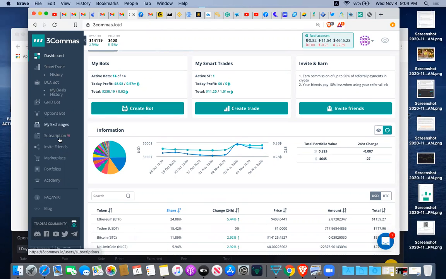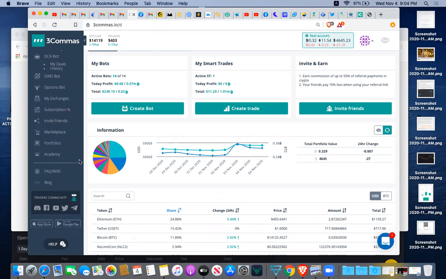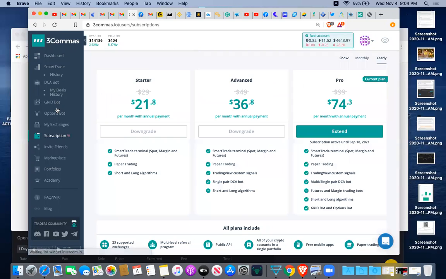Not everyone will have all those other options like option trade and grid trade, unless you're on the pro package. If you're on the pro package, you can have futures margin trading bots, short and long algorithm, grid bots, option bots, multi single pair DCA bots, and TradingView custom signals.